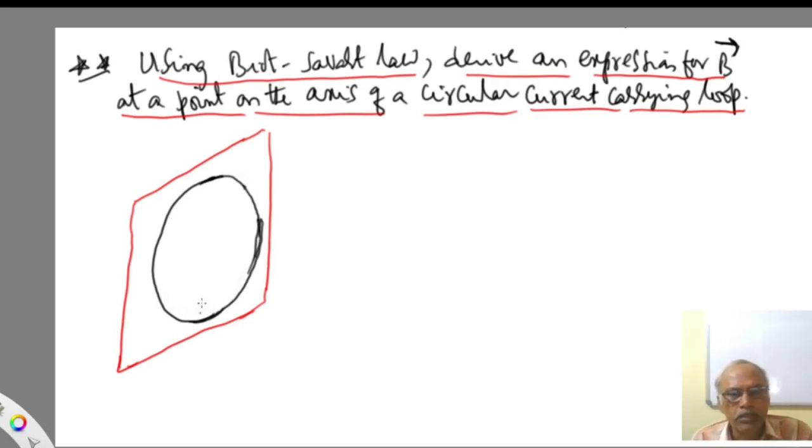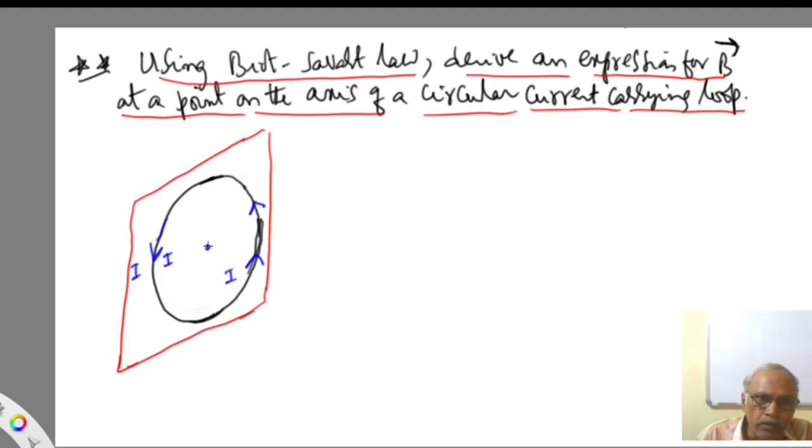Okay, circular loop. In this loop, suppose some current is passing through it. Let that current be I. I is the current through this loop. Yes, sir.